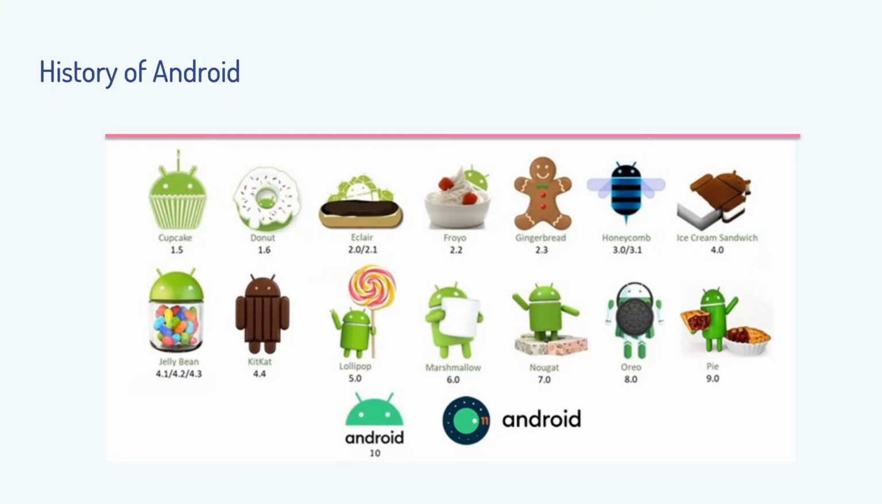So the history of Android: you can see 1.5, 1.6, 2.0, and up to 9.0 we have Android Pie. Then Android 10 and then Android 11. They will name it with direct version numbers only, not with any other recipe names. Okay, so these are the Android version details.